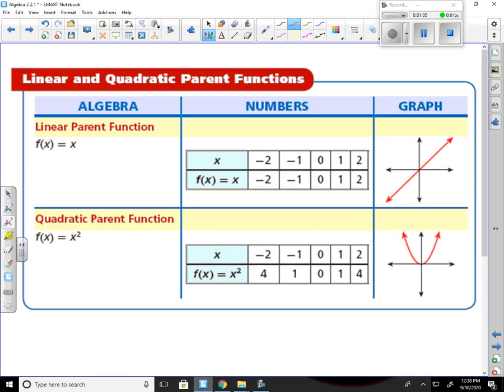Now, if we're looking at the linear and quadratic parent functions, the linear function we learned in the last section was our straight line. Quadratic is always going to have this U shape to it. In our standard quadratic parent function, and this is nice because you can always refer back to this table, when x is negative 2, f of x is 4, negative 1, f of negative 1 is 1, 0 is 0, 1 is 1, 2 squared is 4. So that's how we form our parent function.